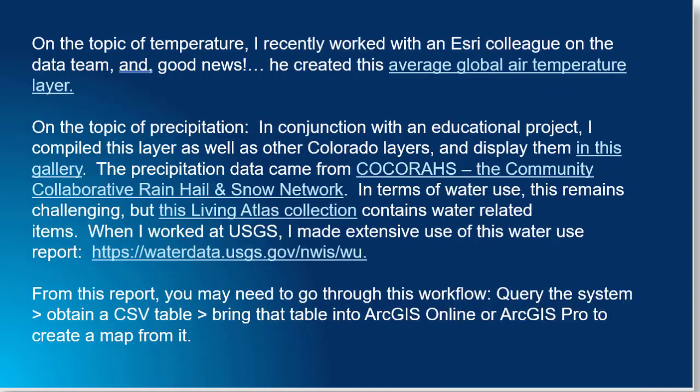Continuing our investigation now on the topic of temperature, I recently worked with an Esri colleague on the data team, and good news. My colleague created this average global air temperature layer. Very nice. On the topic of precipitation, in conjunction with an educational project, I compiled this layer as well as other Colorado layers, and I display them here in this gallery. The precipitation data came from CoCoRaHS, one of my favorite data portals. It's been around for 20 plus years.